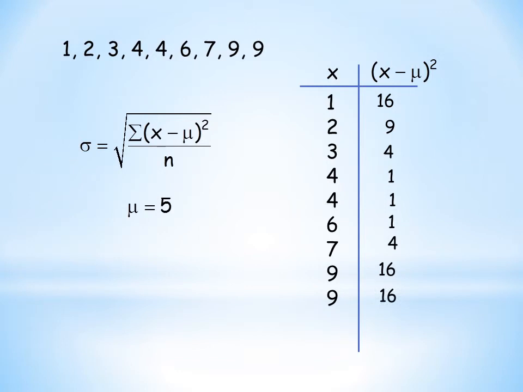Now, the numerator of your standard deviation formula says to take all those x minus the averages squared and add them all up. I have a column of all the x minus averages squared, so all I have to do now is add up all these numbers. 16 plus 9 plus 4 plus 1, and so on. When I add them up, I get 68. So now the numerator of this formula is 68. The standard deviation is the square root of 68 divided by 9, because I have 9 numbers, 1, 2, 3, 4, 5, 6, 7, 8, 9. I take the square root of that, and my standard deviation is 2.7.